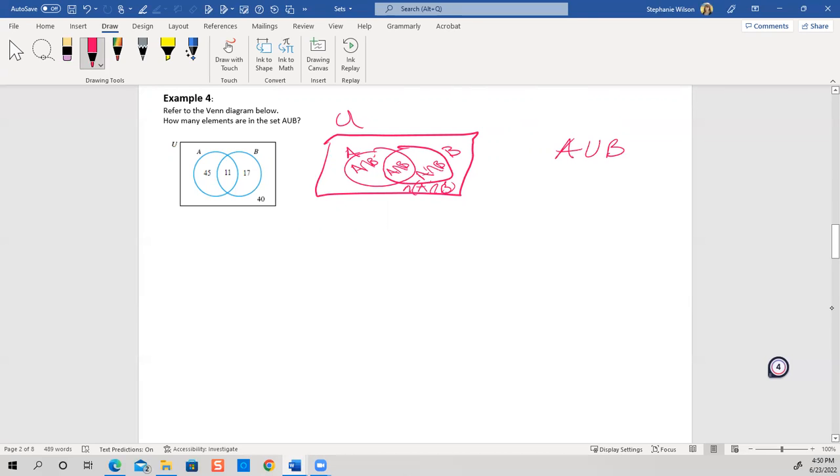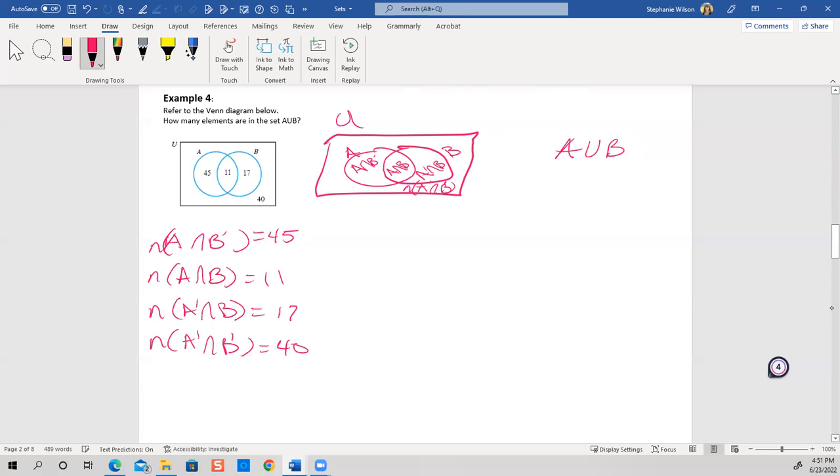Well, we know the number of elements in A intersects B prime. It's already given. We see it's 45. We know the number of elements of A intersects B is 11. We know the number of elements of A prime intersects B is 17. And we know the number of elements of A prime intersects B prime is 40. So let's just figure out what is A union B.